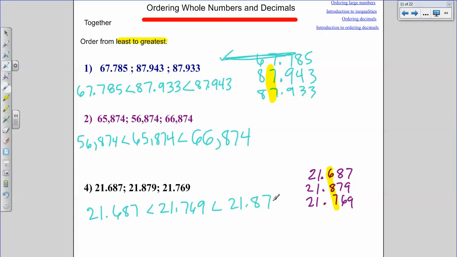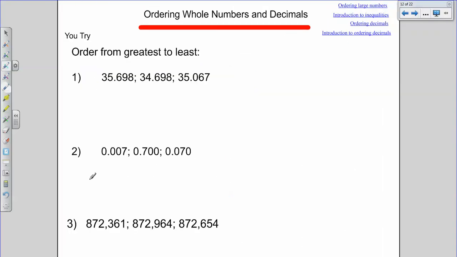21 and 879 thousandths. Okay, so again, line up my place values, compare starting with the biggest number, and work my way to the right until I find numbers that are different. Now you are going to try these 3 real fast, so pause your video, and then I will be back with your correct answers.